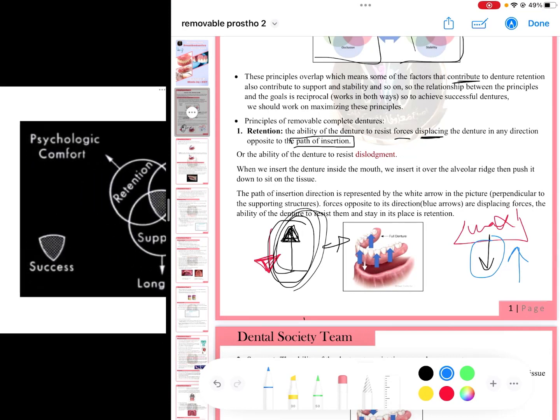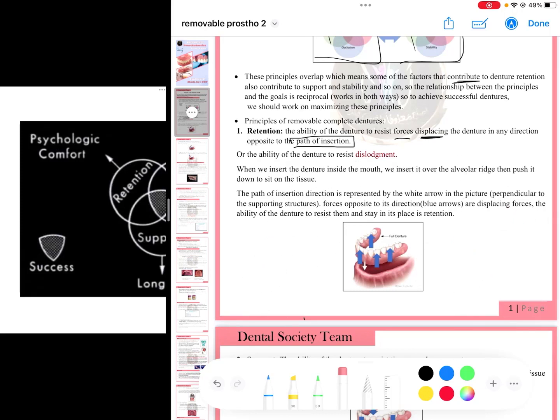the patient psychological comfort. Imagine now that we have an actor, or a speaker, a doctor giving a lecture, and he is wearing a denture. If the denture is not retained in its place, when he is talking the denture will fall. Or imagine an actor who, while acting, his denture falls, so that will not give him psychological comfort. Okay. So simply, it is the resistance of the denture to falling. In simple words, it's the ability of the denture to resist falling.